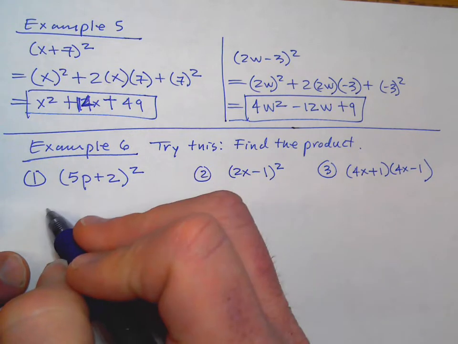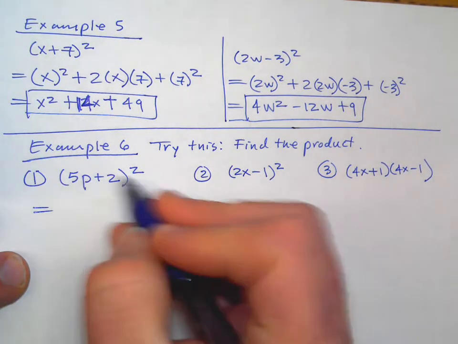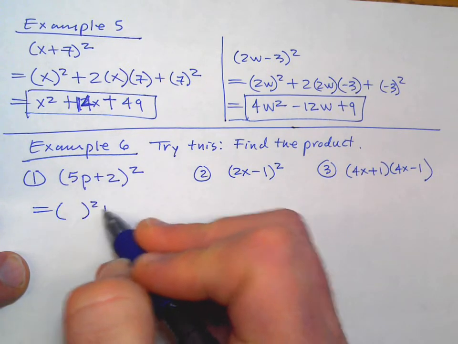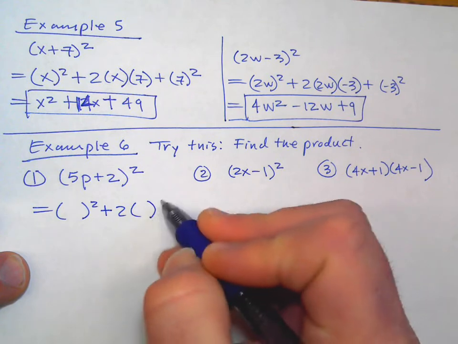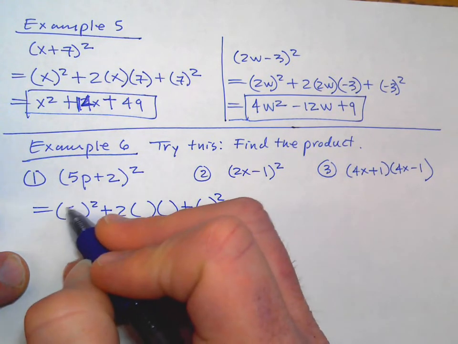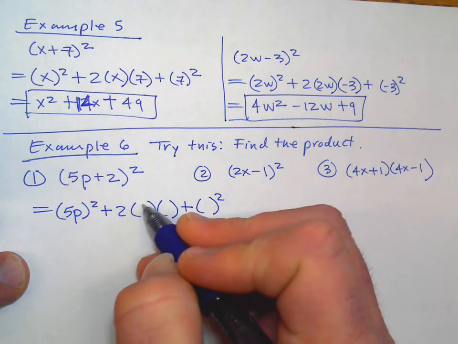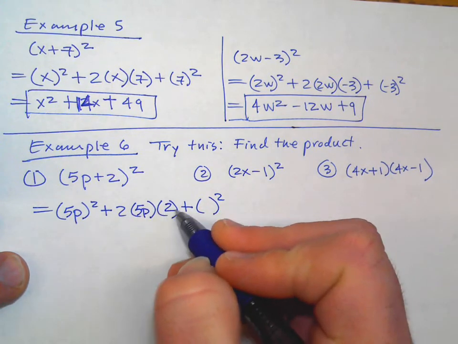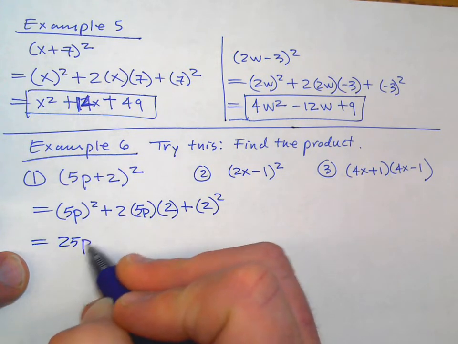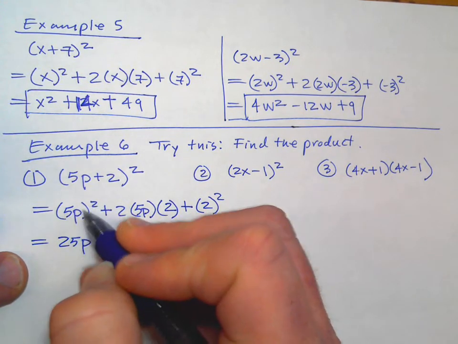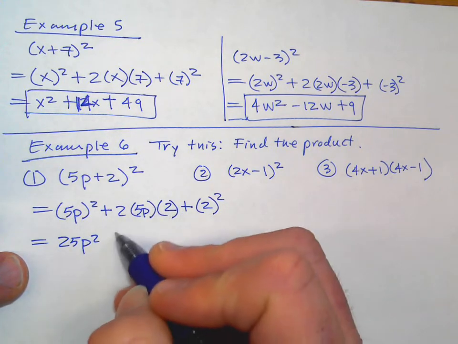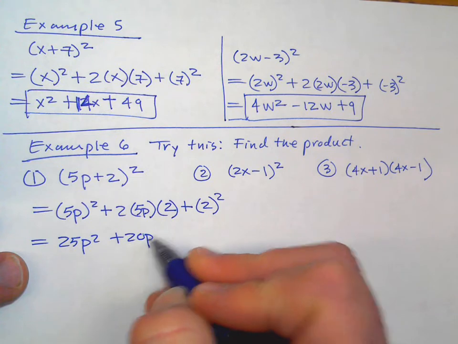Okay, assuming you tried all these on your own, this is a square of a binomial. So it's the first thing squared plus 2 times the first thing, the second thing, plus the second thing squared. It's that pattern. 5p, 5p, 2, 2. So it's going to be 25p squared. You do distribute the exponent into multiplication and division. You can't do it in addition and subtraction. It's going to be 10 times 2. This is going to be 20p plus 4.